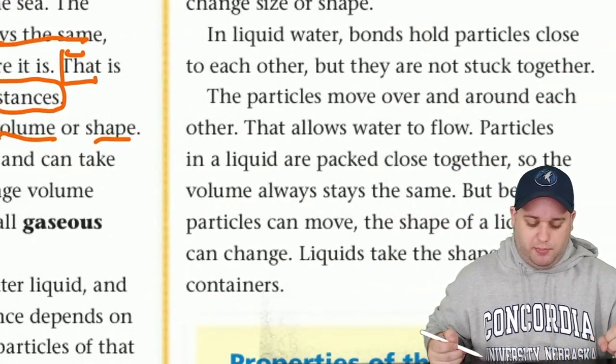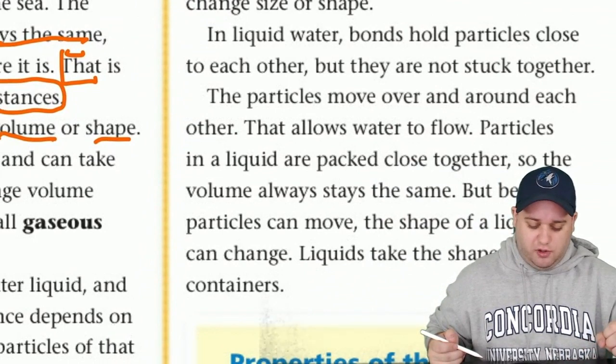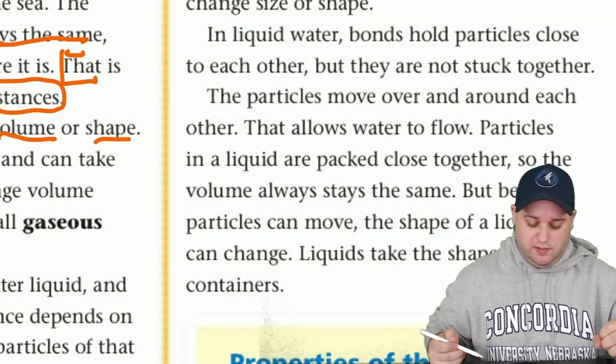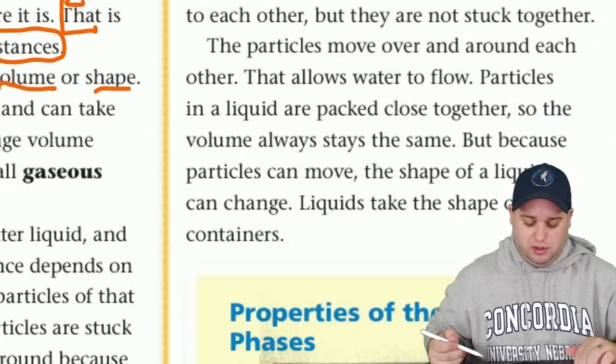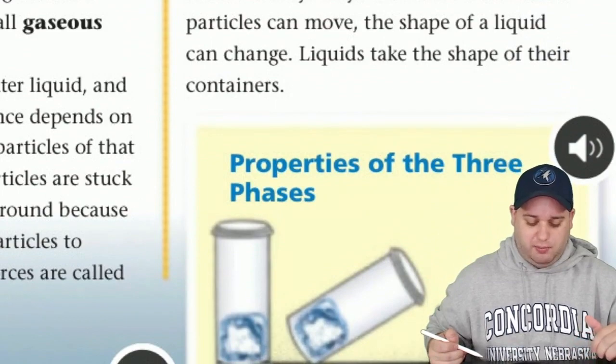In liquid water, bonds hold particles close to each other, but they are not stuck together. The particles move over and around each other. That allows water to flow. Particles in liquid are packed close together, so the volume always stays the same. But because particles can move, the shape of the liquid can change. Liquids can take the shape of their containers.